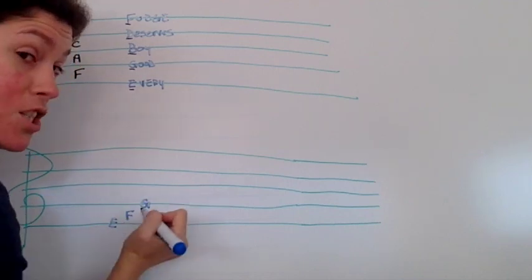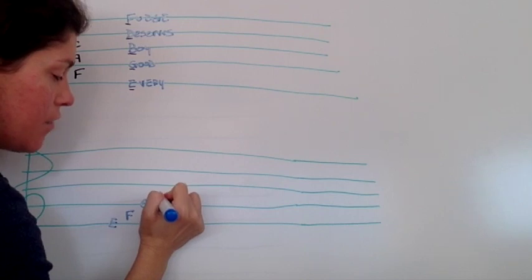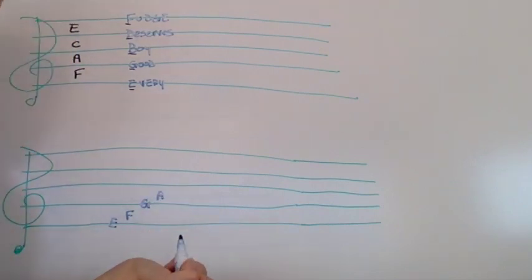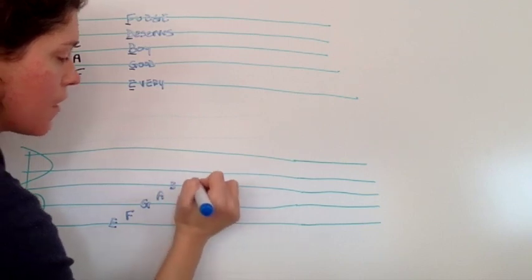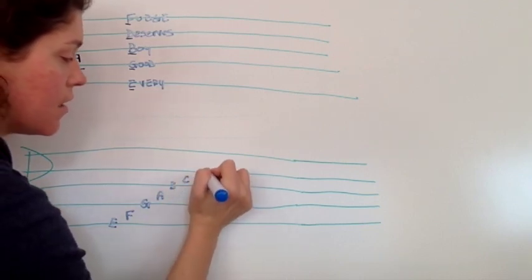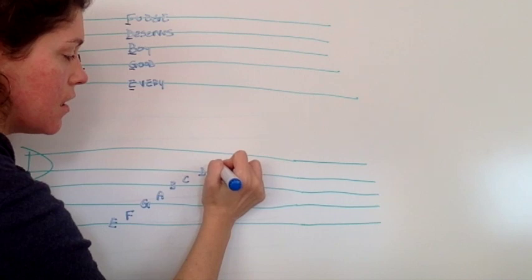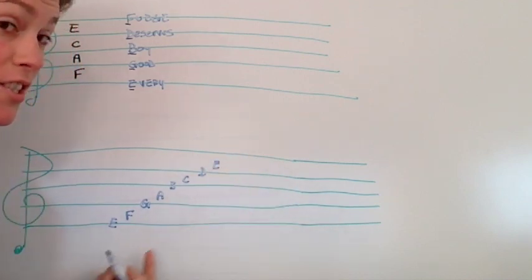Now, we only go up to G in the alphabet, then we start all over at A. What comes after A in the alphabet? B, C, D, E. Do you see how this goes?